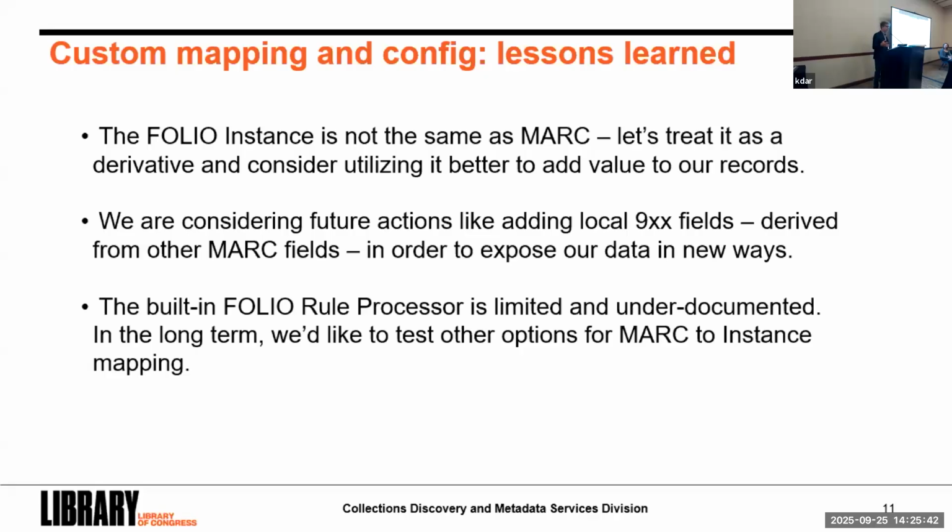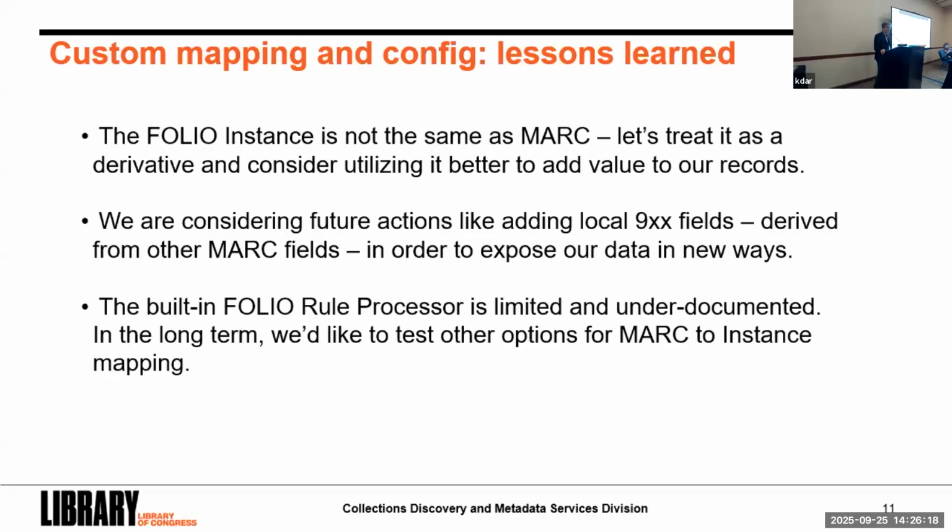We're thinking about adding new local data that can then be transformed into something that's maybe more descriptive, better than a fixed field element that can actually describe our records. And then the third takeaway point is that the built-in FOLIO rule processor is limited and underdocumented. Dave told me that there's also some problems with compatibility, forward and backward compatibility with the mapping rules. It's not a really easy system to work with. It's doable, but there are some limitations.